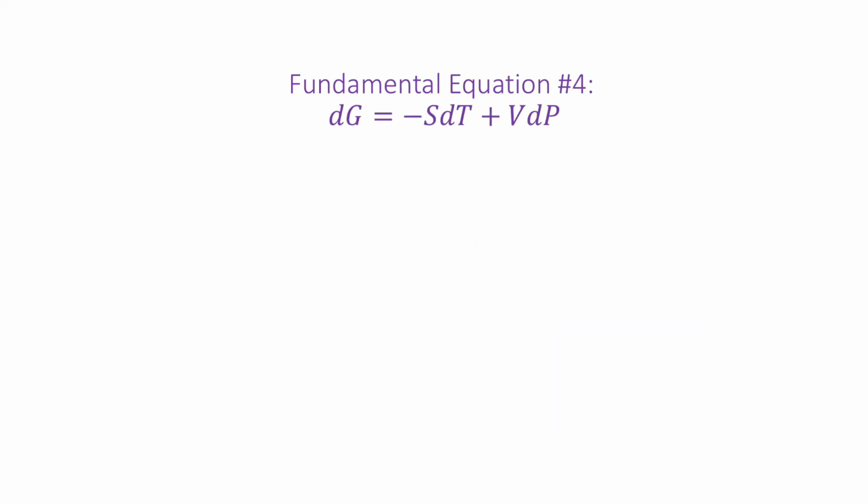Okay, last one, fundamental equation number 4, our Gibbs free energy version. Okay, so here we are going to start with our definition of free energy. So we know that the Gibbs energy is defined as H minus TS. Okay, we're just going to go through the steps like we did before. So maybe take a minute, pause the video, and see if you can finish this derivation on your own, and then check back here and you can see how you did.